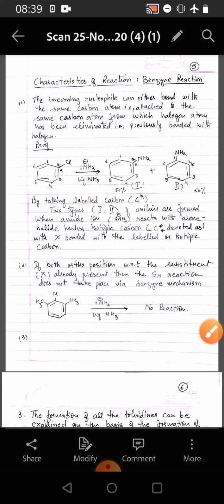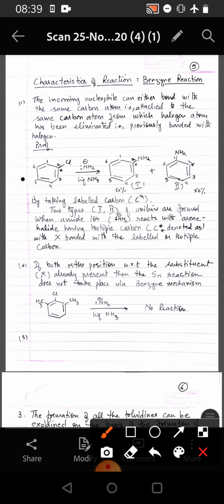For example, if we take the example of the labeled carbon, two types of aniline, 1 and 2, are formed. So chlorobenzene, in which the starred carbon is the carbon with which the chloro group is attached, undergoes reaction with amide in the presence of liquid ammonia. Then we get two types of aniline. First, in which the NH2 group is attached to the labeled carbon, that is the carbon to which the chloro group was previously bonded. And the second is that NH2 is attached to the ortho carbon.